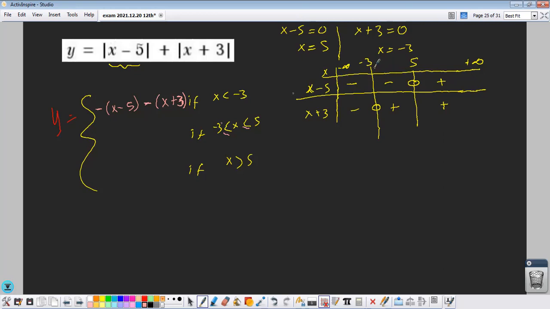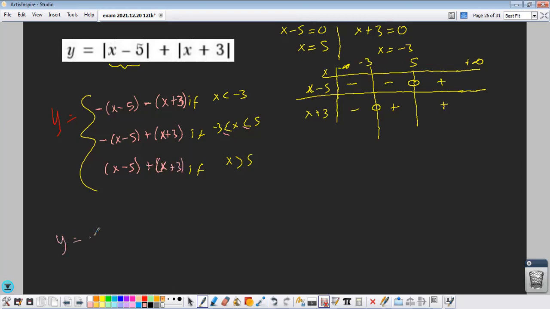Then the second interval, from minus 3 to 5. For x minus 5, the first one will be negative, so it should be multiplied by minus again. But the second one will give us a positive answer, so we keep it the same, x plus 3. And in the third interval, both of them are positive, so you just remove the absolute value signs. You don't change any sign.